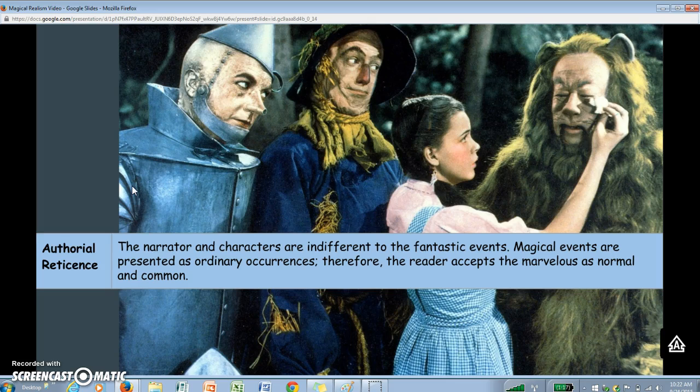Now, next, we have authorial reticence, where the narrator and characters are indifferent to the fantastic events. Magical events are presented as ordinary occurrences. Therefore, the reader accepts the marvelous as normal and common. We can see that right here in this scene.